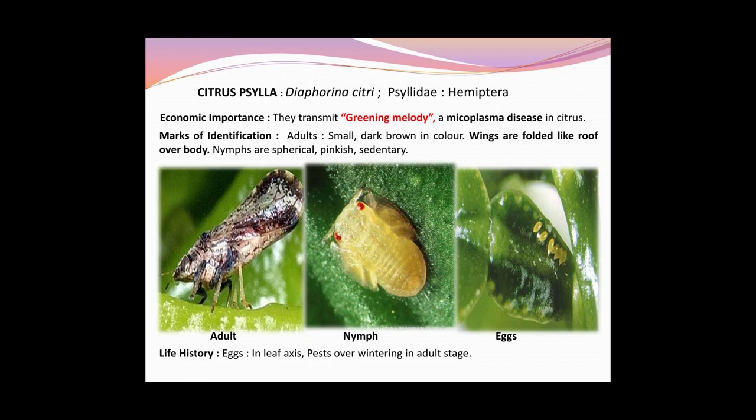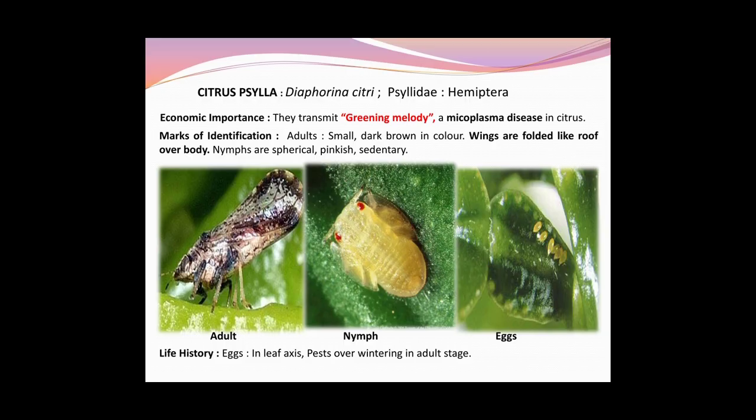So this is the economic importance of this pest. It transmits the greening malady, a mycoplasmal disease. Then, how to identify the pest? Firstly, the adults are small, dark brown in color and the wings are folded like a roof over the body. Nymphs are spherical, pinkish and sedentary. So this is the adult, then the nymph and eggs of the Citrus psylla.